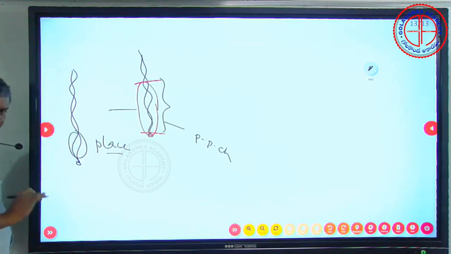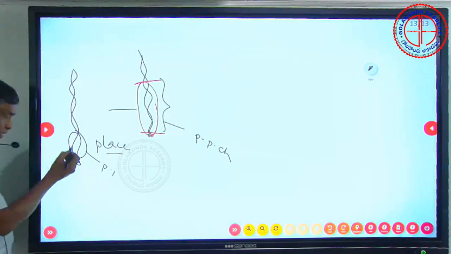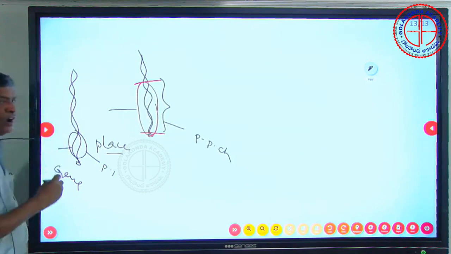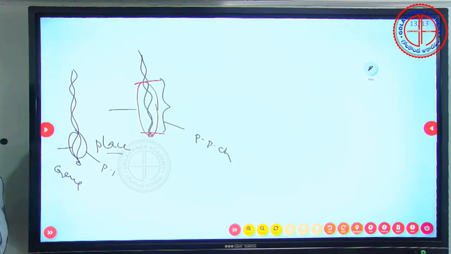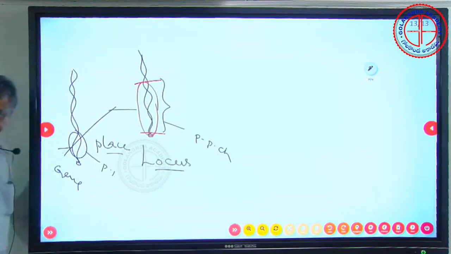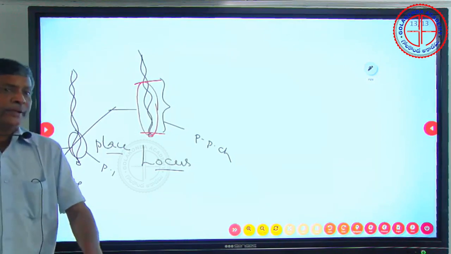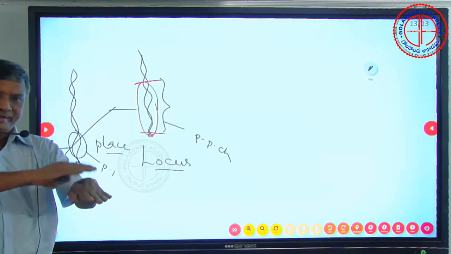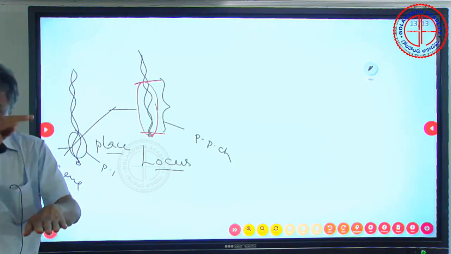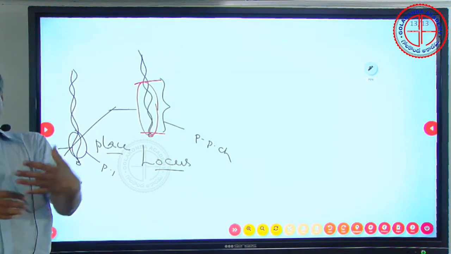A gene may have maybe 45 coils. It proliferates to a polypeptide chain. This part of DNA is considered a gene. But the gene is arranged on DNA in a place. How much place do they require for arranging? The place is known as locus. The locus means the place where the gene is arranged on DNA.